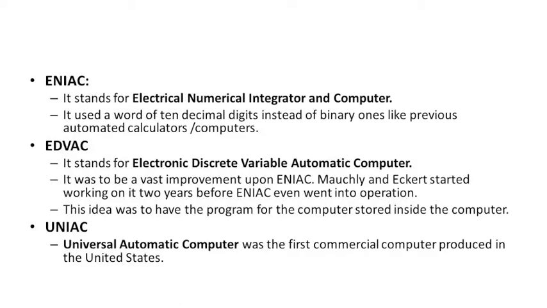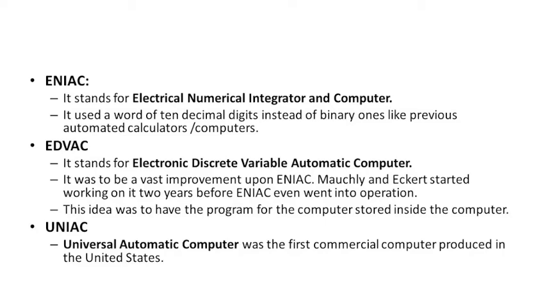ENIAC stands for Electronic Numerical Integrator and Computer. It used a word of 10 decimal digits instead of binary ones like previous automated calculators. EDVAC stands for Electronic Discrete Variable Automatic Computer. It was to be a vast improvement upon ENIAC.